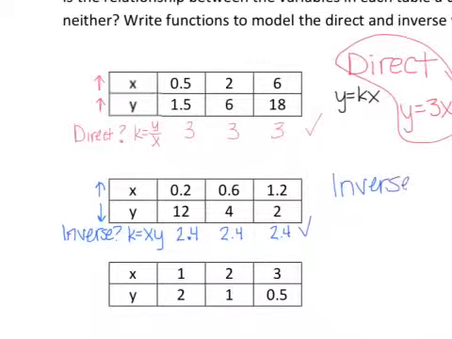And let's see, our equation for inverse is y equals k over x. So what do we get? Y equals 2.4 over x. Just plug in the k that we got.